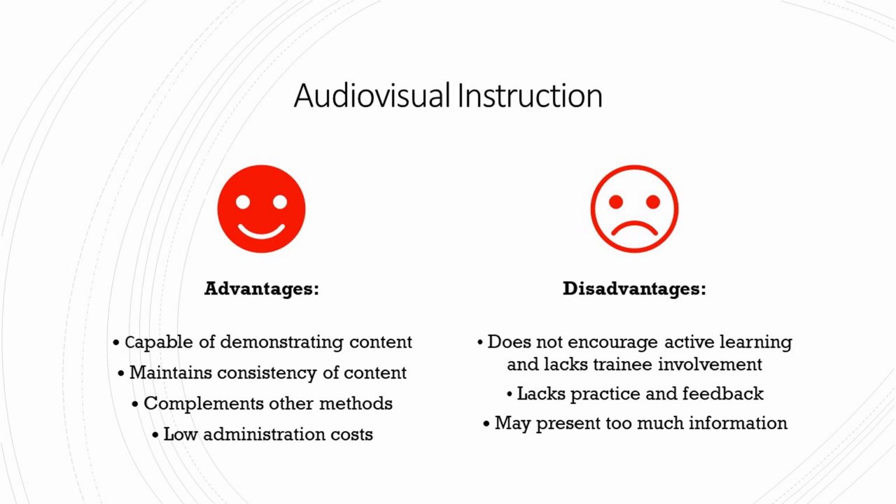Like most presentation-based training methods, audiovisual instruction is associated with low transfer. Trainees learn passively, aren't involved, don't have opportunities for practice, feedback, or interaction with others. Some of the unique disadvantages of ABTs are that production quality needs to be high in order to be effective, which is costly and time-consuming. And the media may present too much information or become obsolete over time.